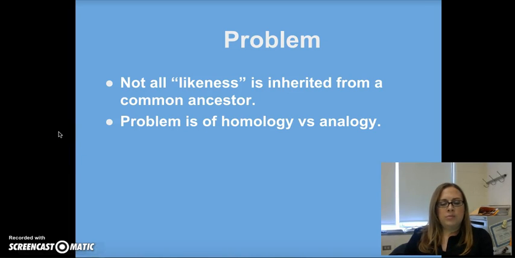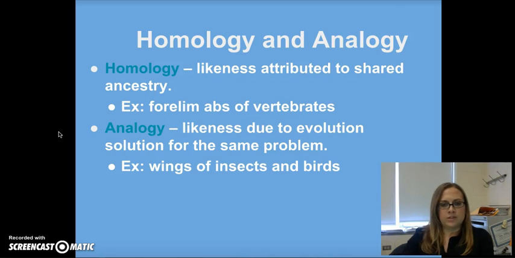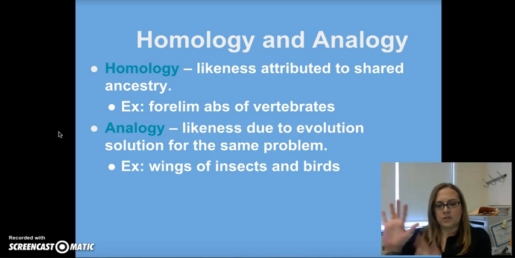So the problem that we face with this is that not all likeness is inherited from a common ancestor. And we talked a little bit previously about homology versus analogy. And so homology is the likeness that's attributed to shared ancestry. And so the examples that we talked about before were the forelimbs, sorry about the typo there, of vertebrates. So like, especially when you look at mammals, we talked about how our hand and arm can look similar to the wing of a bat or the fin of a whale.